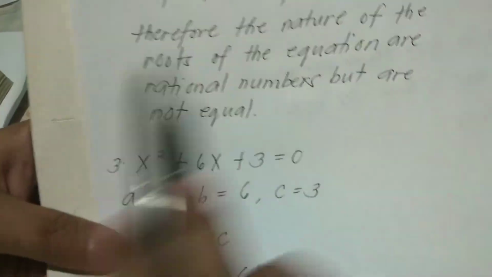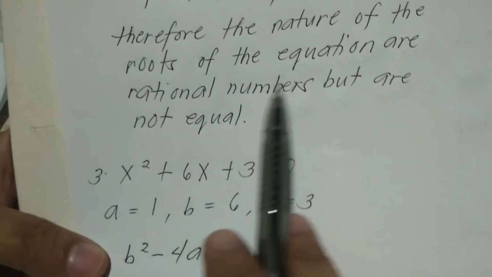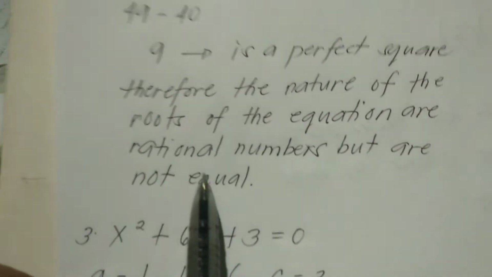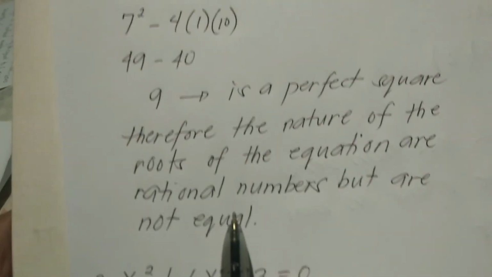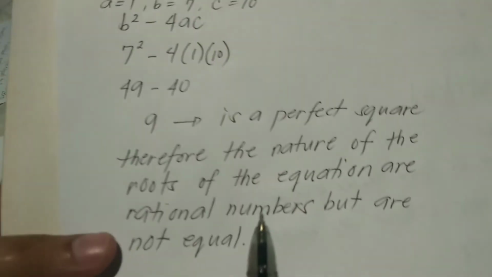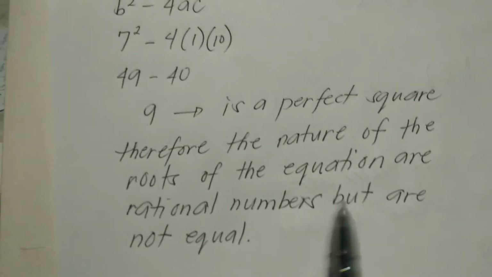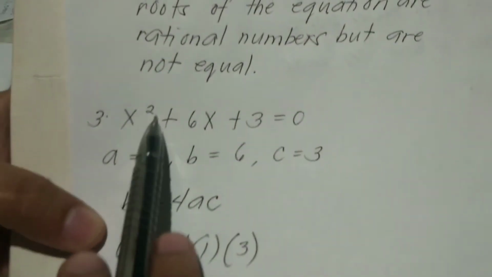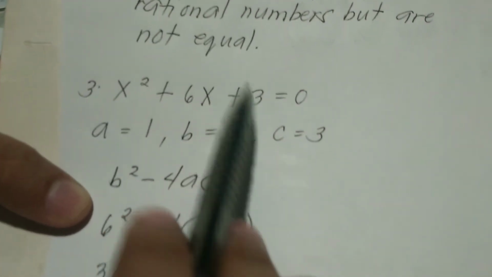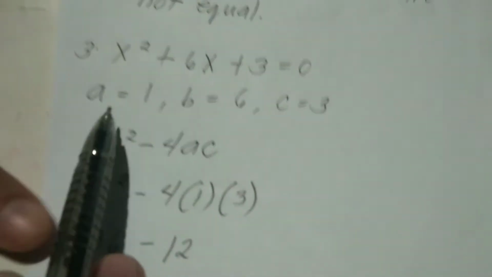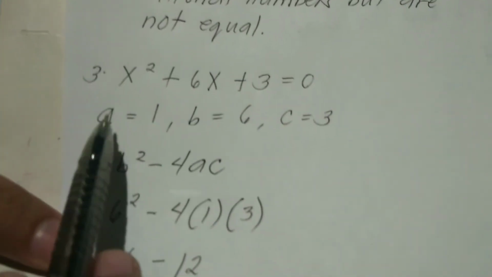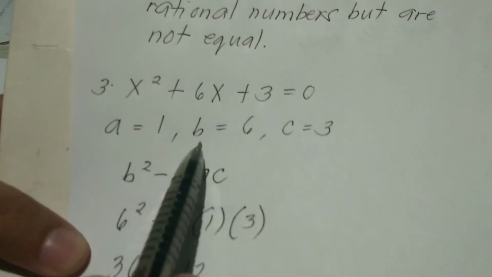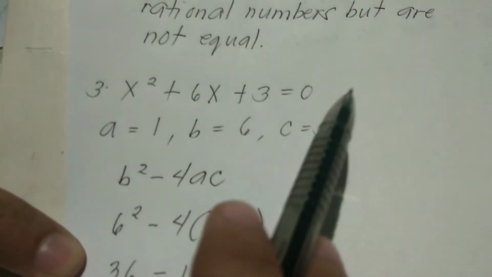So, if you want to check kung rational numbers ba yung kanyang roots and are not equal, you can use the different methods of solving quadratic equation. So, you can try. Okay, another example. X squared plus 6x plus 3 is equal to 0. Ganun pa din, identify the values of A, B, and C. Value of A is 1, value of B is 6, value of C is 3.